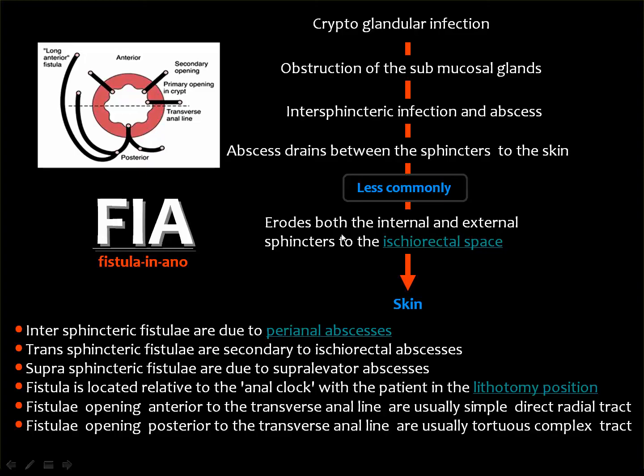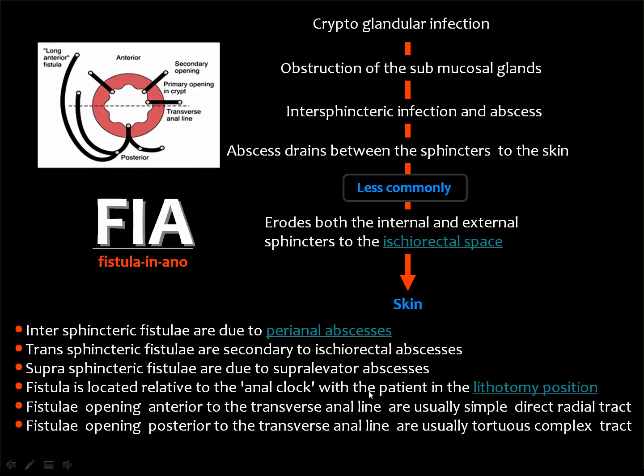the abscess may extend across the internal and the external sphincters to the ischiorectal fossa, then to the skin, and this is known as transsphincteric fistula. Then, intersphincteric fistula is due to a perianal abscess which tracks between the sphincters. Transsphincteric fistula may be secondary to ischiorectal abscesses going through the sphincters, and then you have the suprasphincteric. I will explain after that.